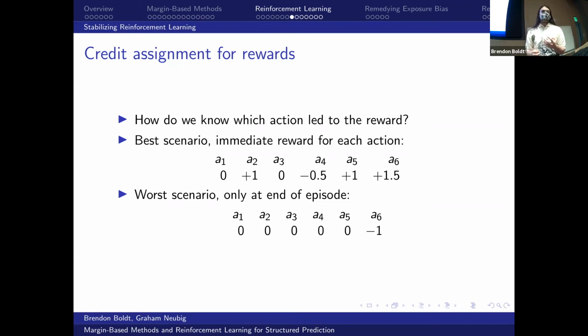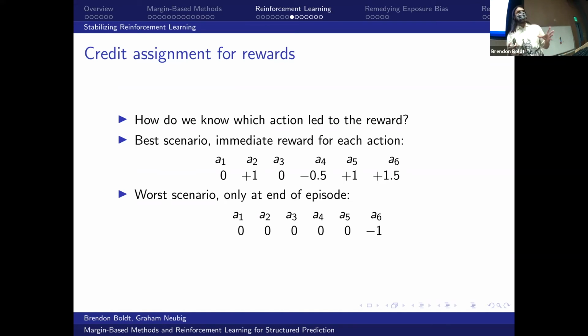So in the best case scenario, what we have listed up top here, the reward function is going to be giving immediate responses to the actions that were just performed. This way, it's easy to see, okay, A2 was a good action, A6 was a really good action. We definitely did something wrong at A4 because we got a negative reward there. But things aren't always so nice. In the worst case scenario, we just get a single reward at the end of the episode and no indication which action went wrong. We might just get a -1 after we take our final action.